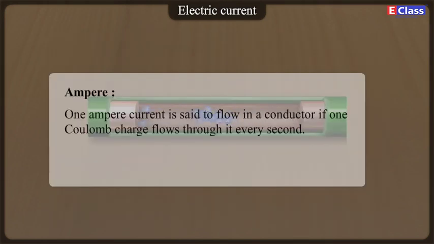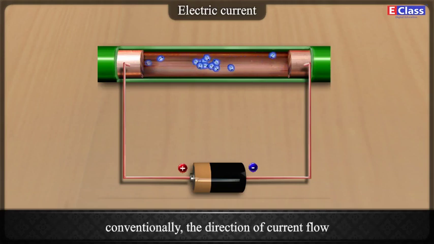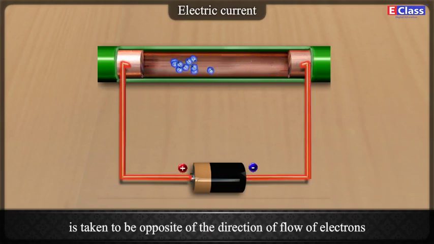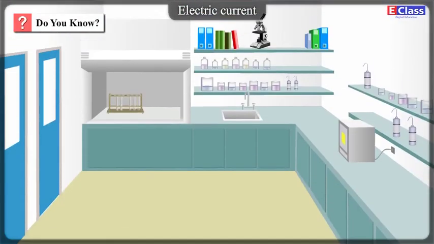Ampere. 1 ampere current is said to flow in a conductor if 1 coulomb charge flows through it every second. 1 A is equal to 1 C upon 1 s. Even though the electrons move from the negative end to the positive end, conventionally the direction of current flow is taken to be opposite of the direction of flow of electrons, that is, from the positive end to the negative end of a cell. Do you know?